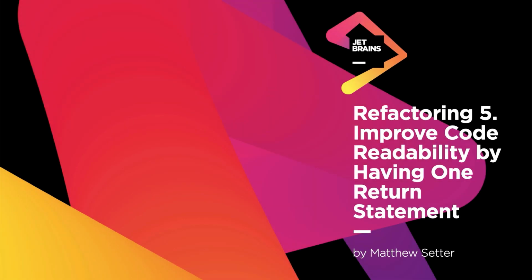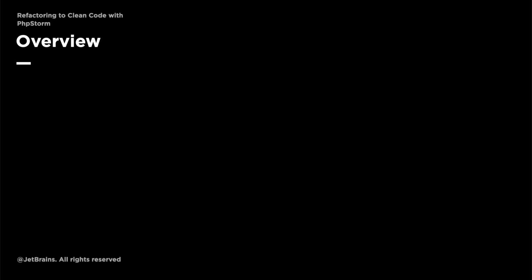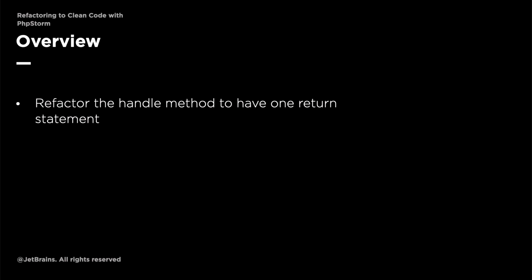Welcome to the fifth refactoring, where we're going to improve readability by refactoring the handle method to have one return statement. I appreciate that there is some debate around whether having multiple return statements is a bad practice or not, or whether a method should only ever have one. But for this video, we're going to refactor the method to have just one, because this will help with refactoring it later.